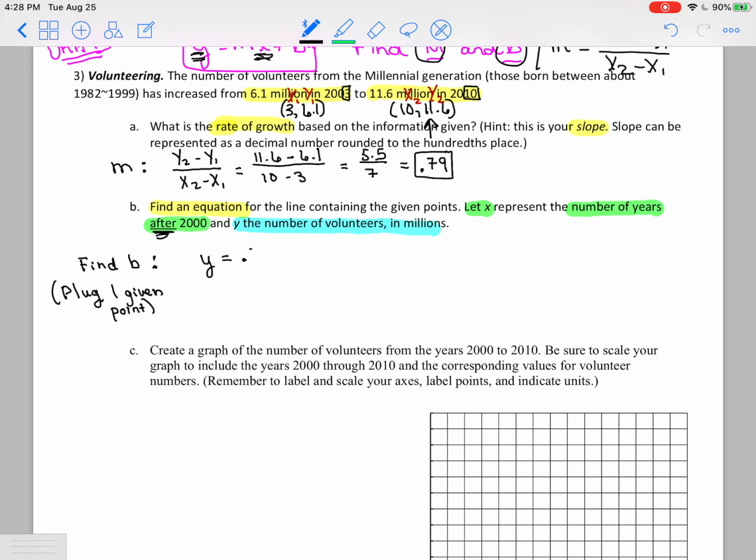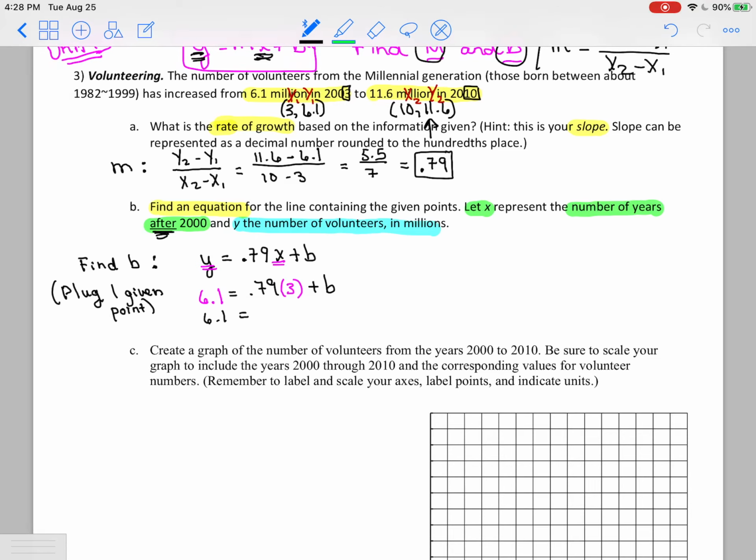All right, so of course I'm going to have my y is equal to, I'm going to plug my 0.79 in because I know that's my slope, x plus b. And then in order for me to solve for b, I have to replace my y and my x as well, don't I? So I'm going to replace that with the first point, which is 6.1 for y, 3 for my x, just plugging those in. 0.79 times 3 plus b, and now b is my only variable, so I'll be able to solve for that.